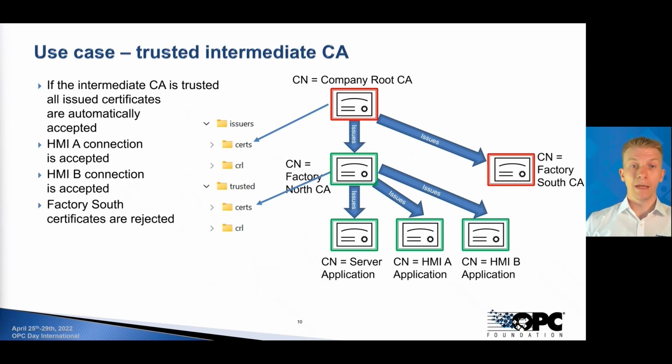The intermediate CA in our scenario is then placed in the trust list, in the certs folder. Now all certificates issued by the factory north CA will be accepted for incoming connections. So when an HMI from factory south tries to connect, or a maintenance notebook from factory south or any other factory, it would not be allowed to connect to the OPC UA server. And this is a more common scenario in the industry.